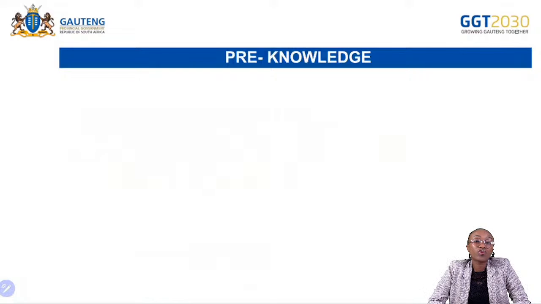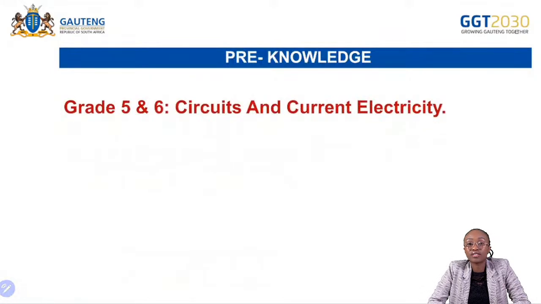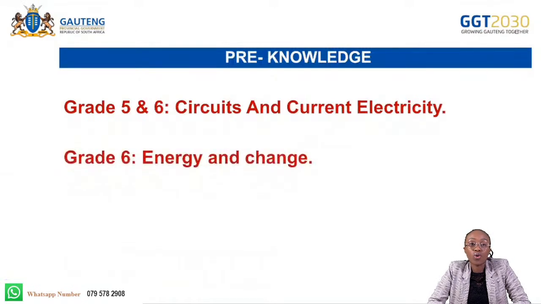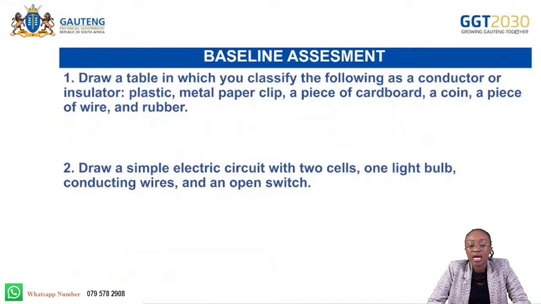Now let's go through pre-knowledge. This is what we have learned prior to today's lesson. In grade 5 and grade 6, we were introduced to circuits and current electricity. And in the 6th grade, we also got introduced to energy and change. So we are adding on to the knowledge that we gained in grade 5 and in grade 6. Now let's do the baseline assessment.